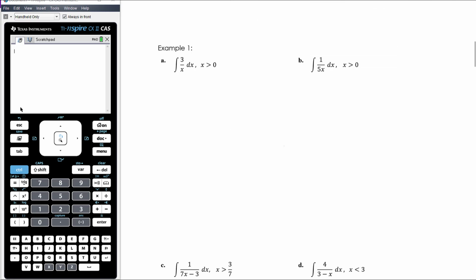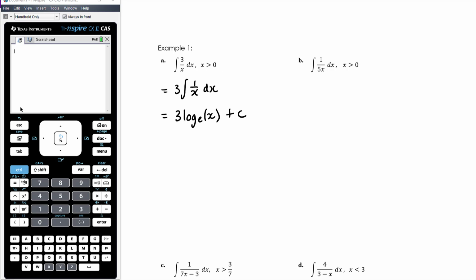Okay, so for example, let's anti-differentiate each of these. So we've got the antiderivative of 3 on x, where x is bigger than 0. Okay, so as long as the denominator is bigger than 0, we can use the rules we've just talked about. And so we know that this is just the same as 3 times the antiderivative of 1 on x. And so therefore it is 3 times log e of x plus c. All of which is only true when x is bigger than 0. And that's because the log function is only defined when x is bigger than 0.